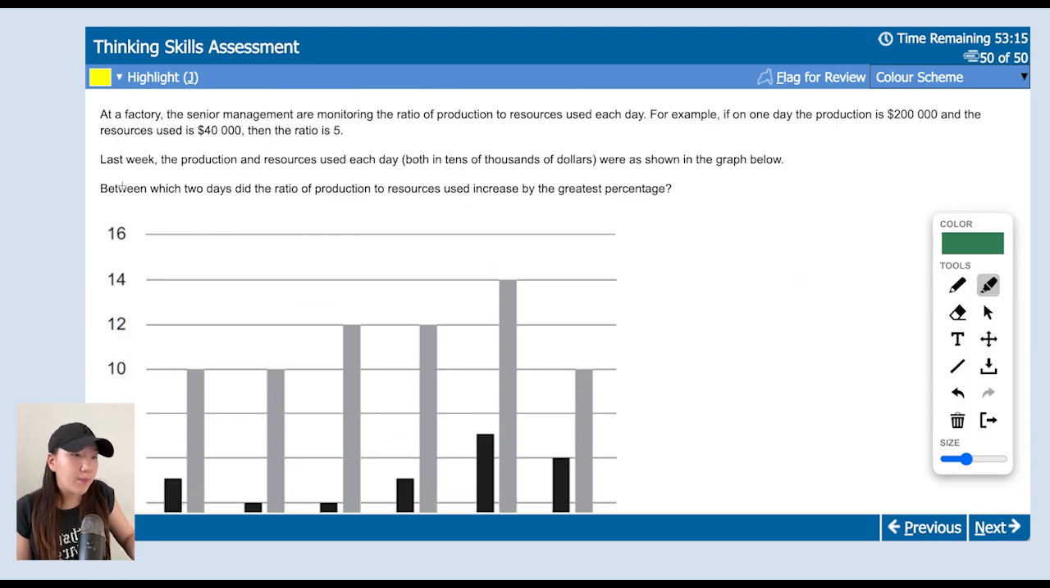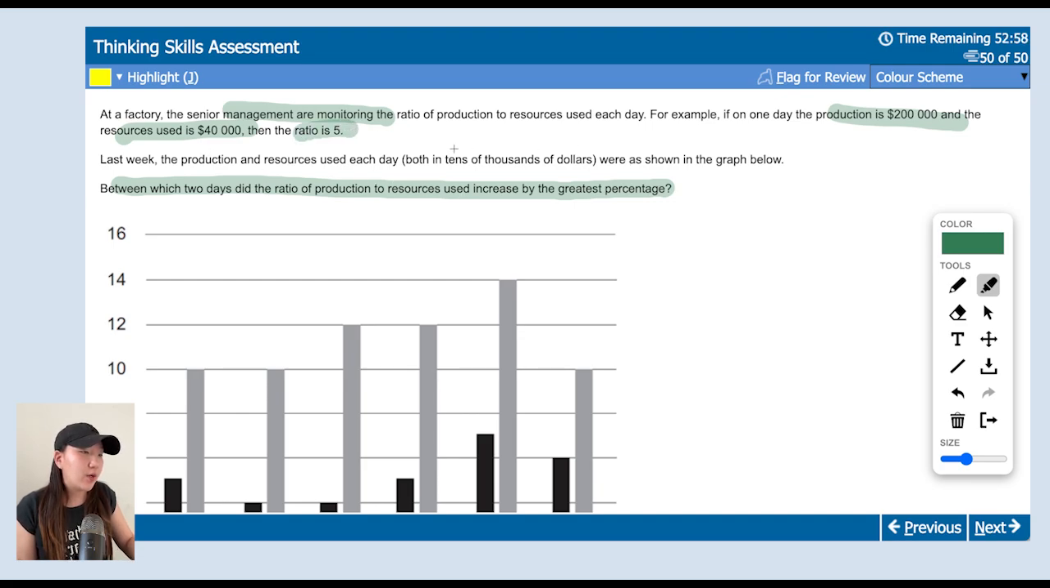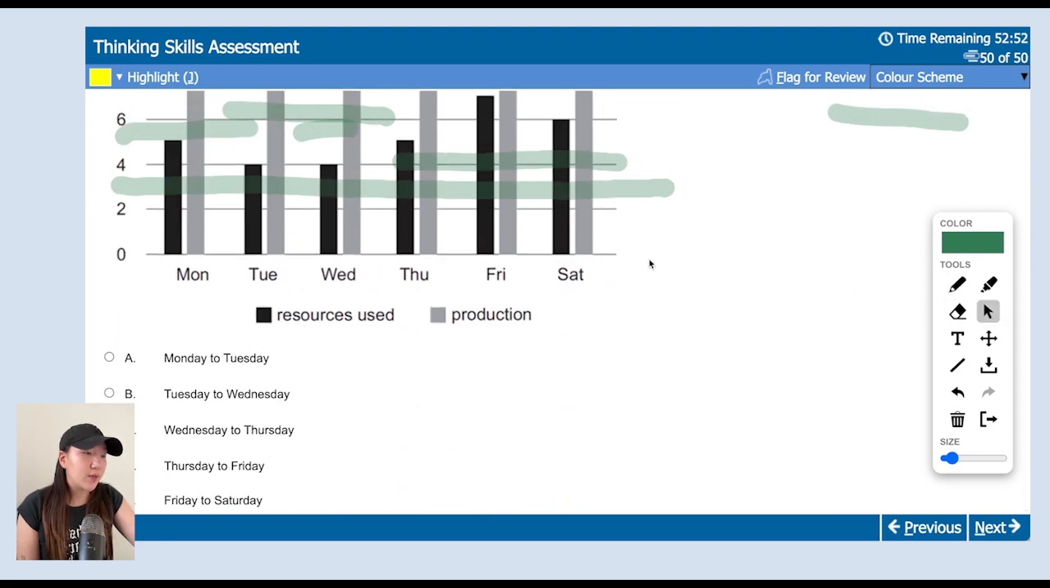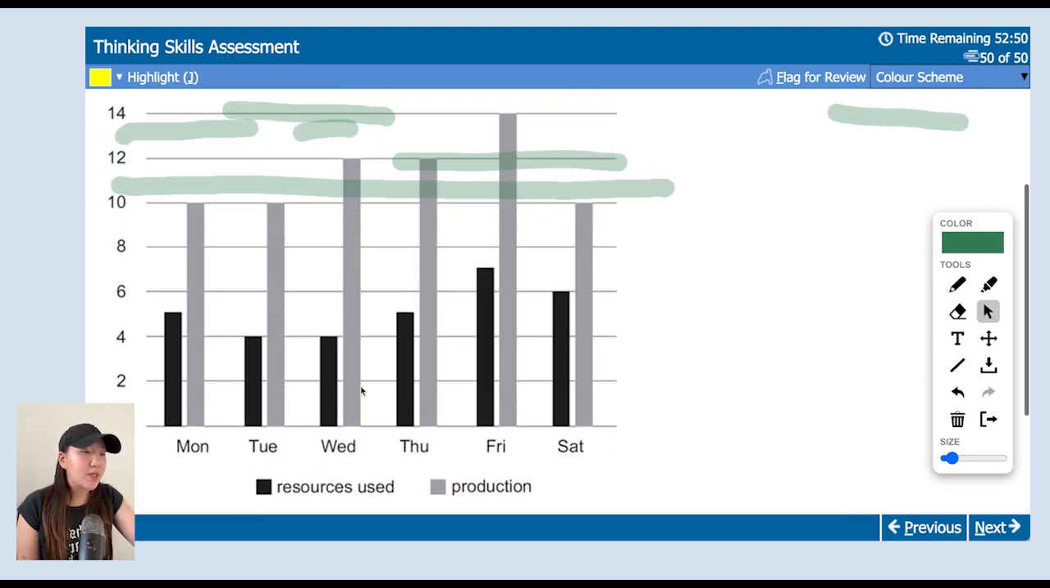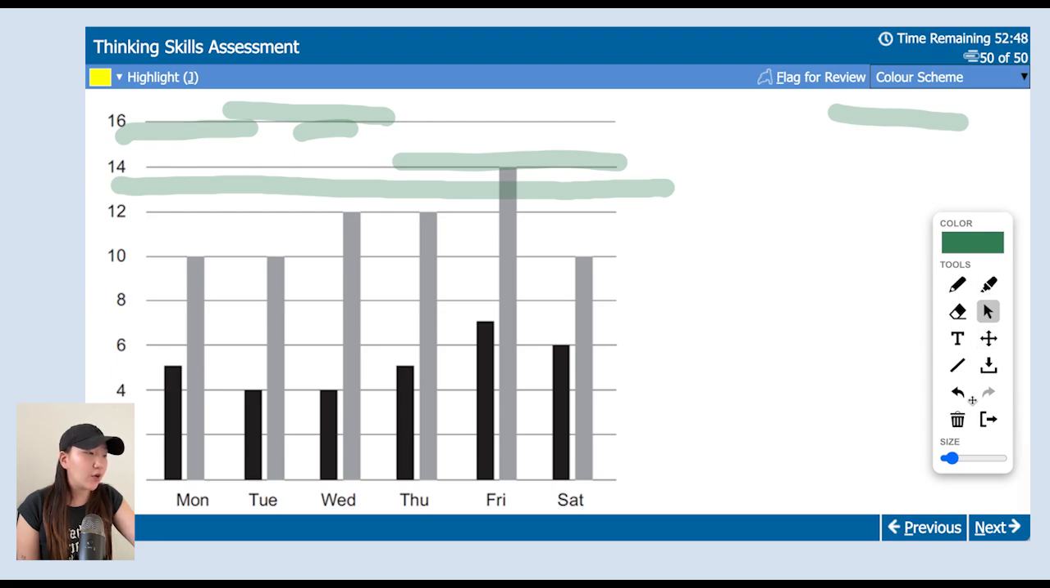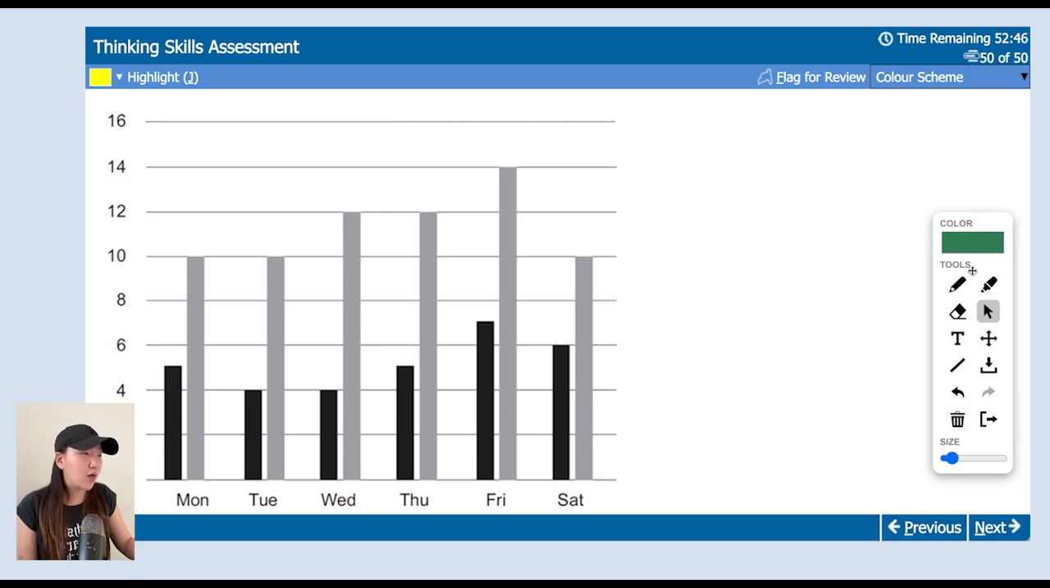Okay, so in this one, between which 2 days did the ratio of production to resources used increase by the greatest percentage? What do we mean by that? At a factory, the senior management are monitoring the ratio of production to resources. If production is $200,000 and resources are $40,000, the ratio is 5. They're both in tens of thousands of dollars, and we have to figure out, going from Monday through Saturday, where the biggest increase in the ratio was. Okay, so this is just graph reading, right?